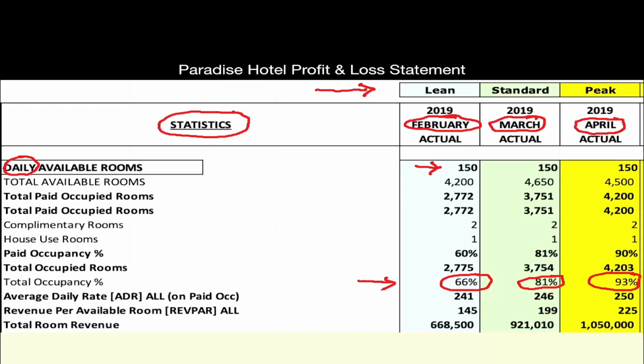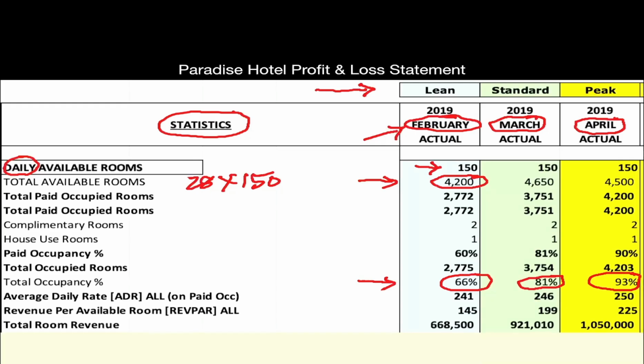Let's move one row down. What is this total rooms available, and how did we get 4,200? Well, in this particular instance, this is the month of February. So February has 28 days. If you multiply it by the 150 rooms every day, you arrive at 4,200 rooms.